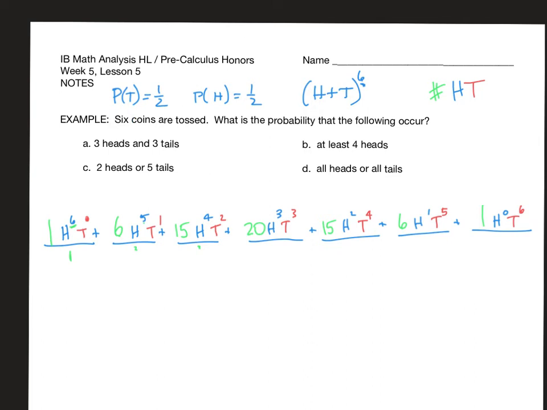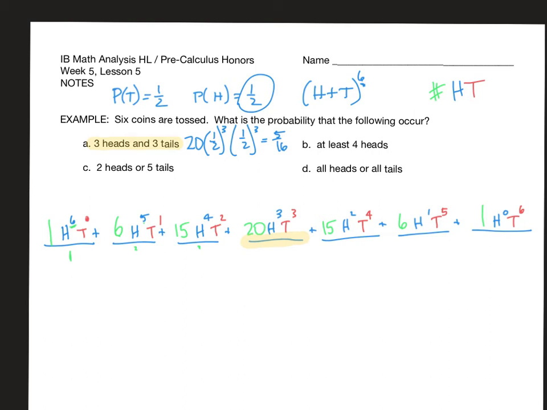Now that I have these blanks filled in, I'm going to use the highlighter to help me answer these questions. Let me start with yellow. For this problem, 3 heads and 3 tails happens very specifically in this blank. You can see when you look at the exponents, it's 3 heads and 3 tails. To do this calculation, all you have to do is replace the probability for each letter. So I'm going to have 20 times the probability of heads raised to the 3rd times the probability of tails also raised to the 3rd. If you break out your calculator, you should get 5/16.